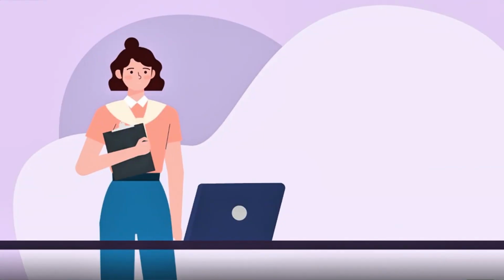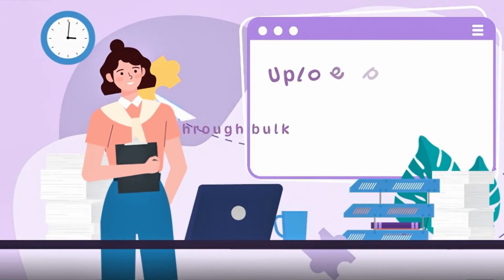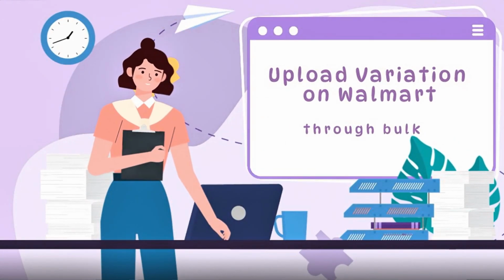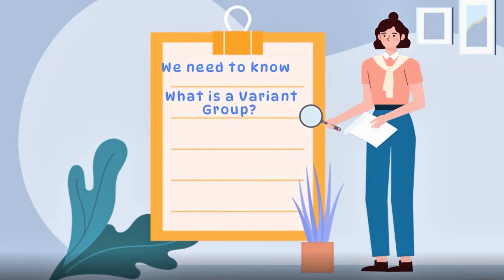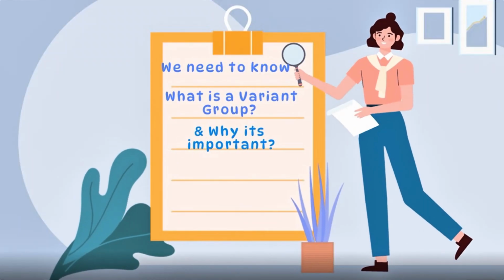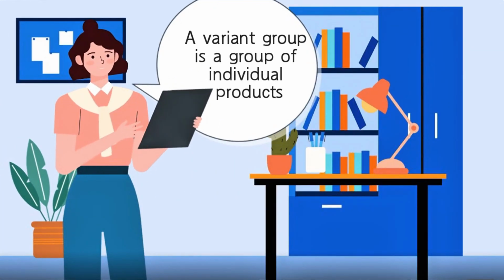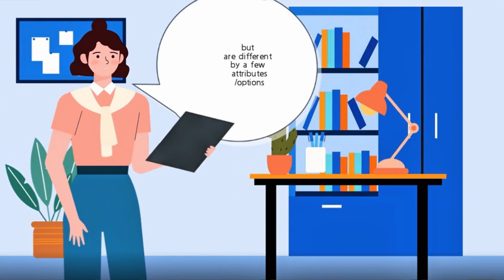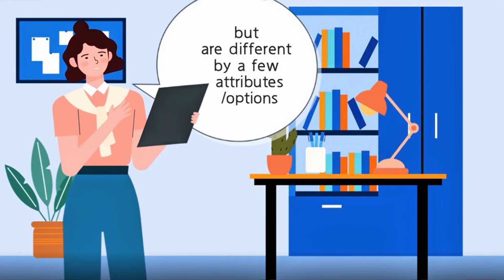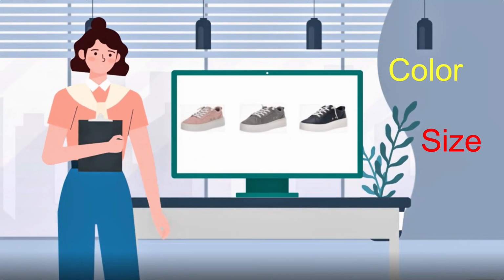We will be looking at how to upload variation items on Walmart in bulk. But before that, we need to know what is a variant group and why it's important to group the same type of products together. A variant group is a group of individual products which share the same product information but are different by a few attributes or options such as color, size, etc.